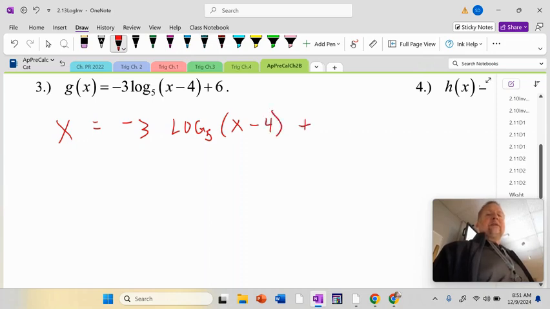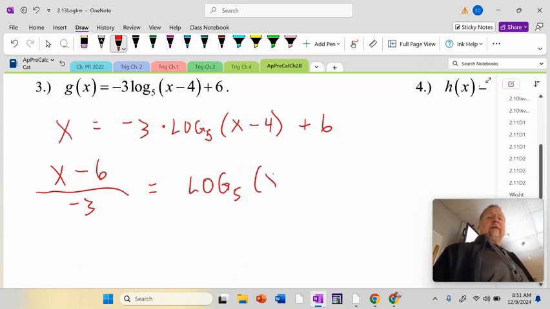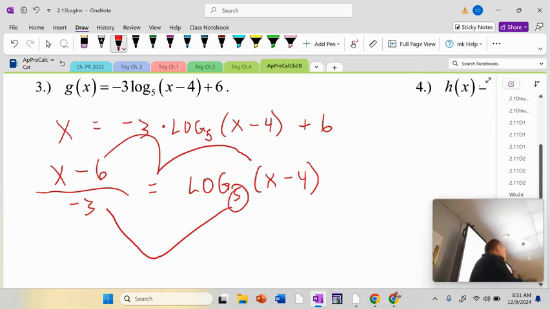Just basic algebra skills, the ability to subtract 6 and then divide by -3. That's how you undo those operations in order to get that logarithm all by its lonesome. Here comes the heart again. I hope I'm doing it right. I'm not a heart guy. But base, exponent equals answer. Okay? Answer position.